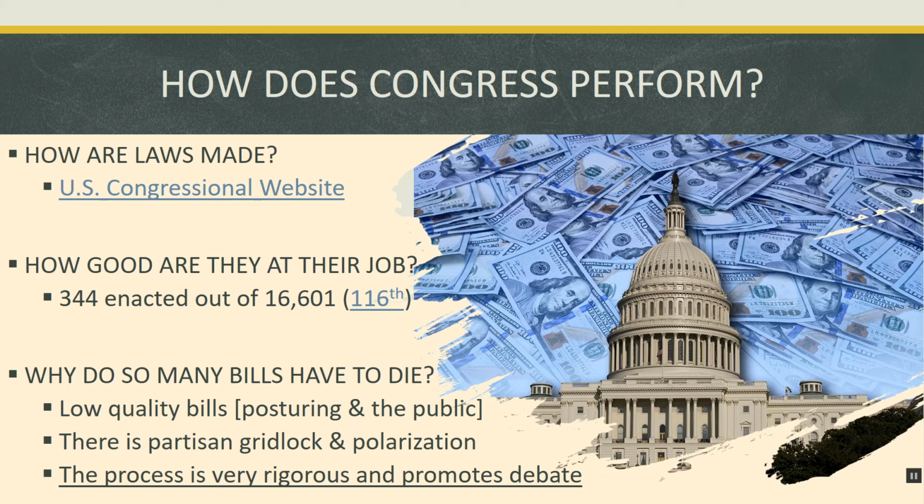I want you to understand that the primary reason Congress passes so few laws, the primary reason that Congress is so inefficient, is that Congress was designed to be inefficient. The framers created a lawmaking process that is extremely challenging. And to understand why, let's look back at that statistic.